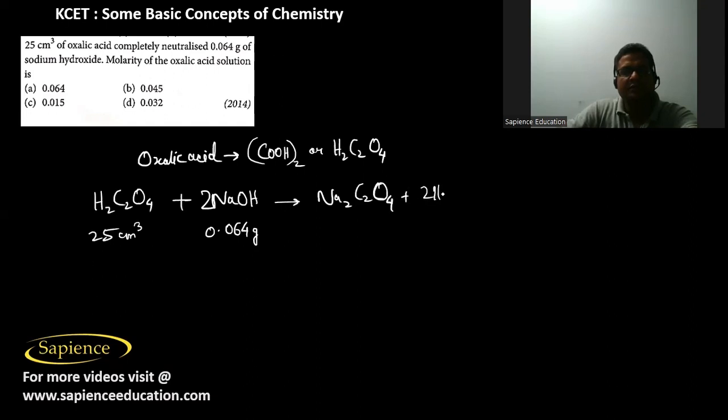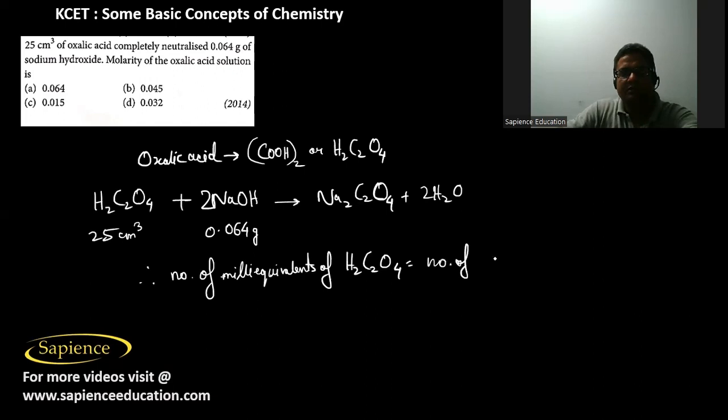plus 2H2O. So here we can use the law of equivalence, which is that the number of milliequivalents of the acid, which is H2C2O4, is equal to the number of milliequivalents of the base.